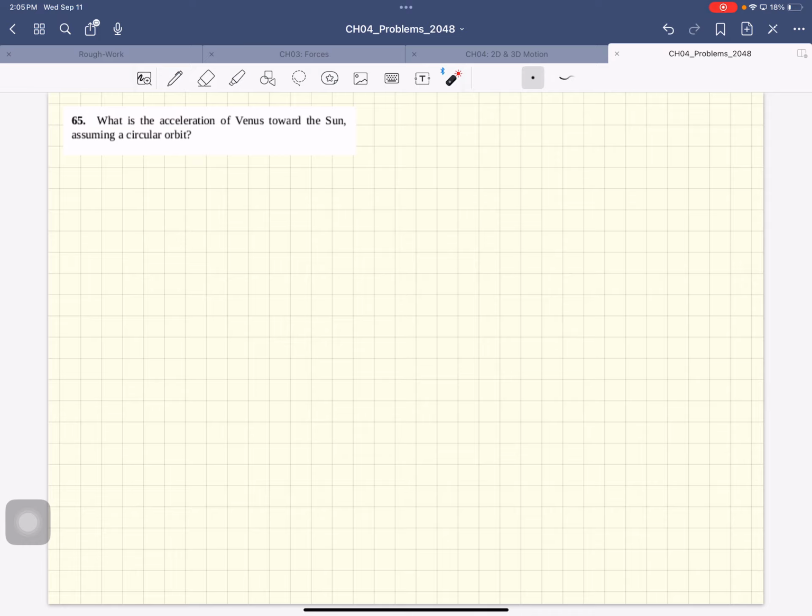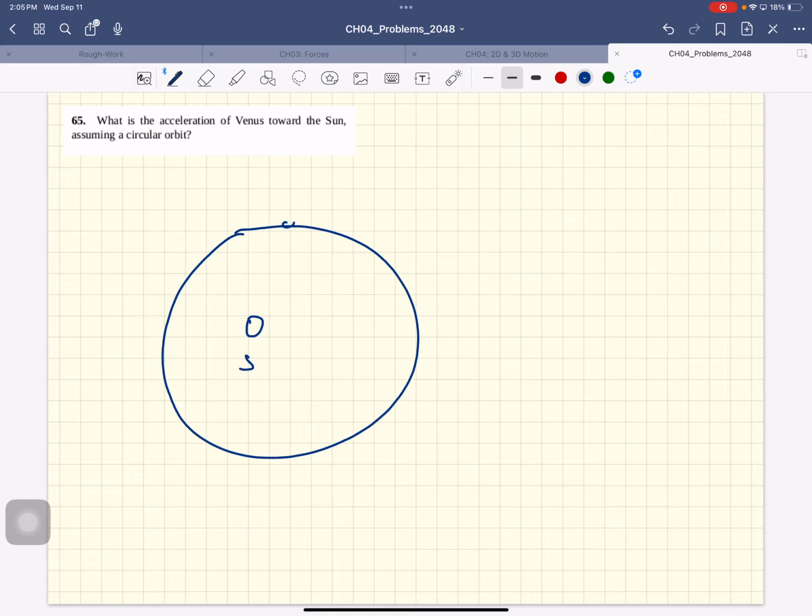All right, I'll set up this problem. What is the acceleration of Venus towards the sun? Here's the sun. Here's Venus. Most of the planets have almost circular orbits. The acceleration is the centripetal acceleration.